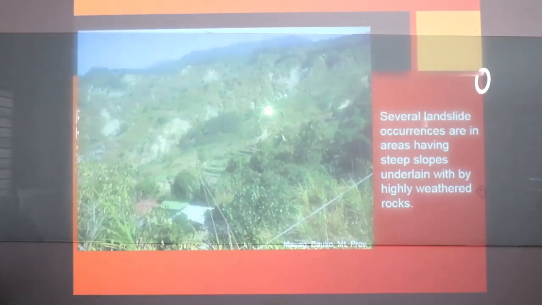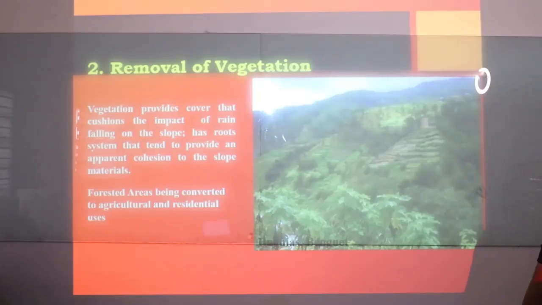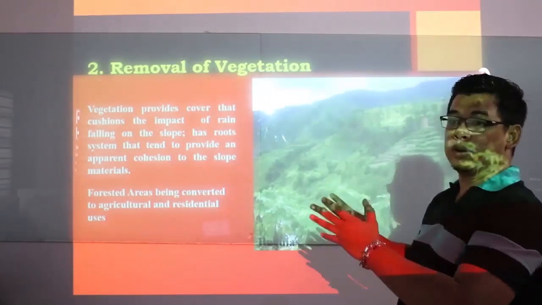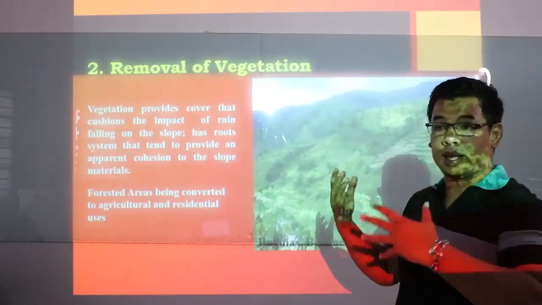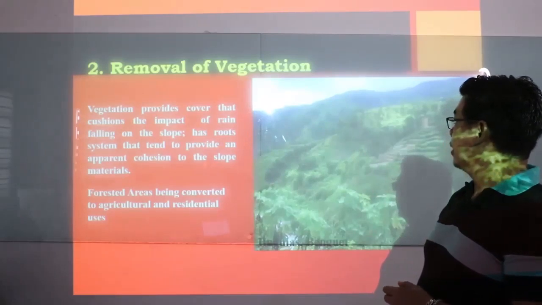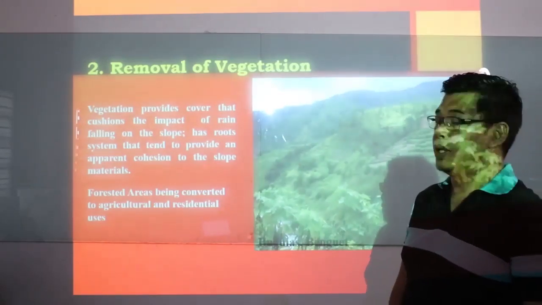It has some sort of variation of cracks on the hills. You can see the present danger in the community. Another factor is what we call the removal of vegetation. Due to farming, or it's not applied today, but the kaingin may have a great factor in terms of landslide. This is what we call removal of vegetation.